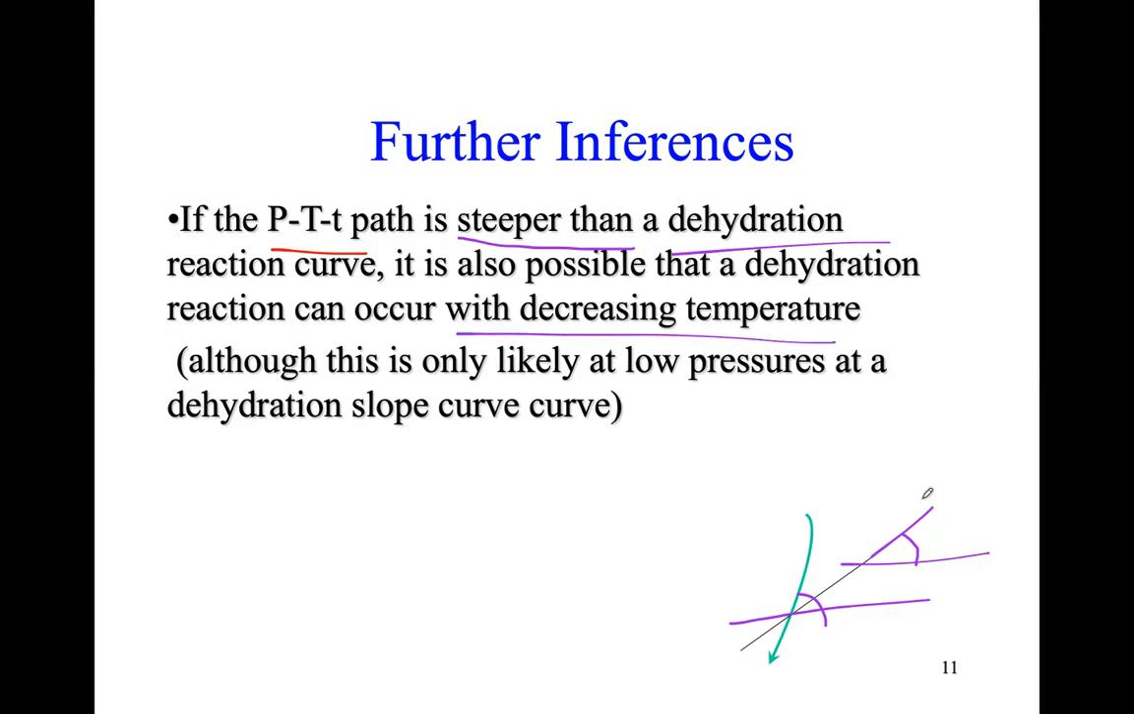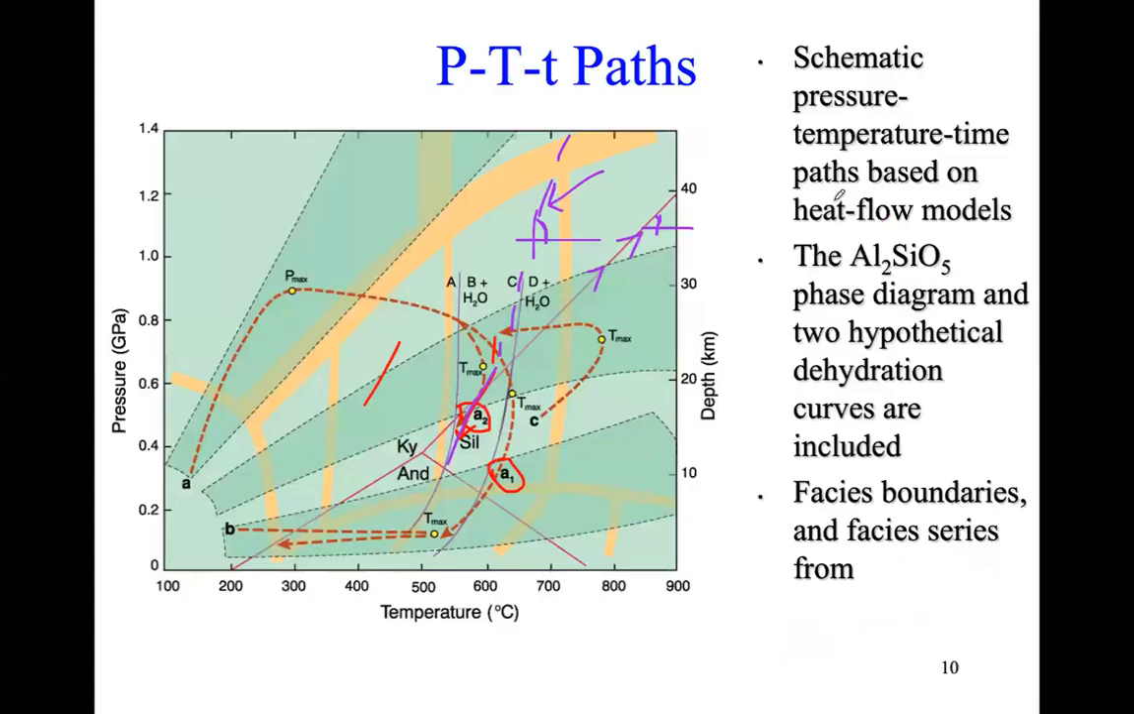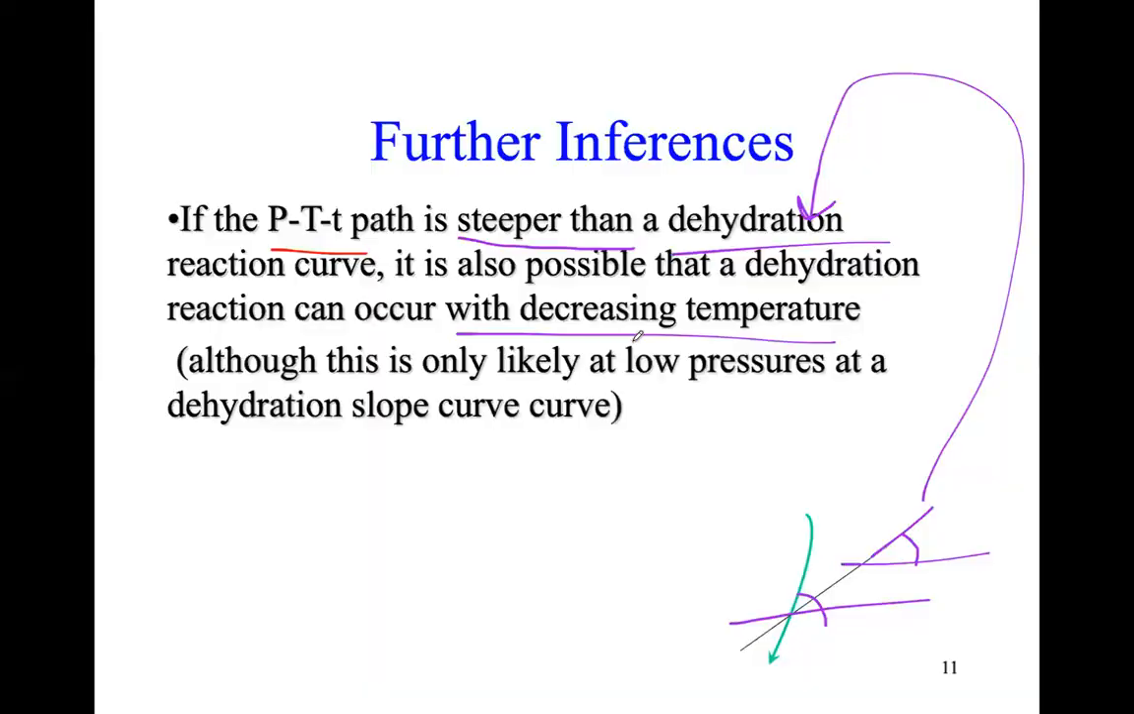So if this reaction refers to a dehydration reaction, right? We took previously the kyanite-sillimanite transition, but if this reaction shows a dehydration reaction line, that also causes the reaction to proceed, but on a limited scale. That means the degree of dehydration might be very limited.